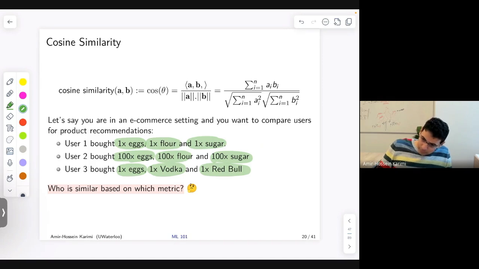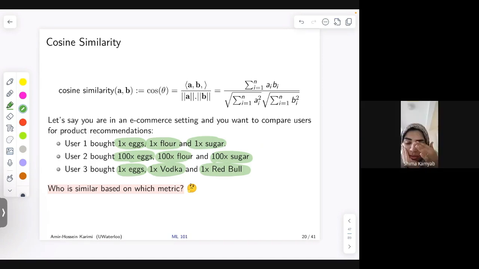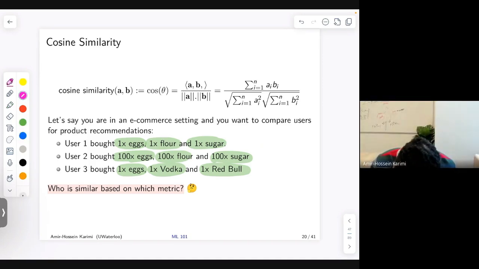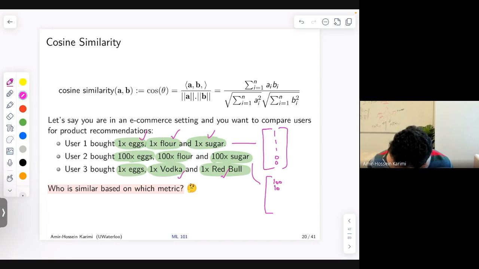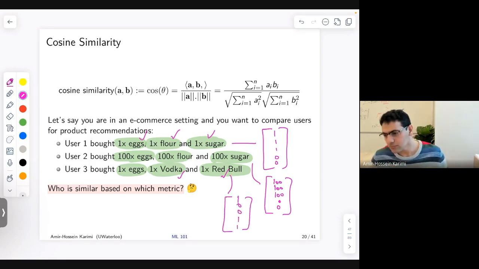Shima. 1 and 2, based on the features. Okay, so let's draw this out. How many unique dimensions do I have? 1, 2, 3, 4, and 5, right? So let's say that user 1 is 1, 1, 1, 0, 0 in terms of what they purchased. User 2 is 100, 100, 100, and 0, 0. And user 3 is 1, 0, 0, 1, 1. We've now just taken that information and put it in vectors.